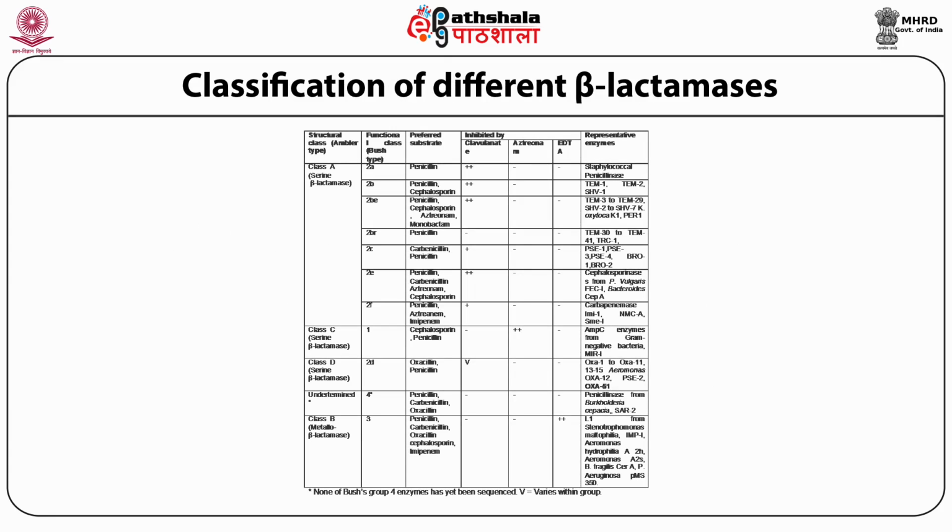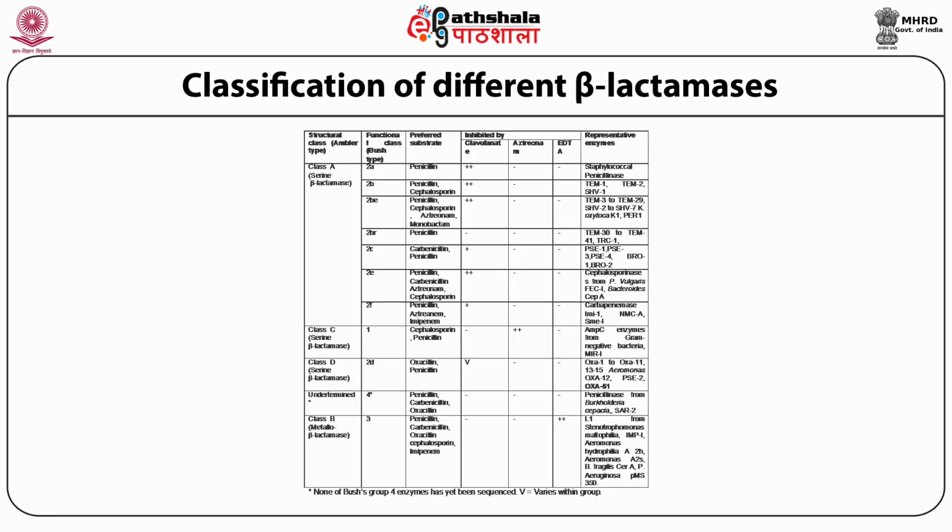In this table, we have summarized all the beta-lactamases with their specific substrate, their inhibitors, and their representative enzyme. So, different classes of beta-lactamase as per the molecular classification given by Ambler are class A beta-lactamases, class C beta-lactamases, class D beta-lactamases, undefined beta-lactamases, and then metallo-beta-lactamases, that is class B beta-lactamases. Bush et al. also classified the enzymes, and their numbers start from 1, 2, 3 and 4, and 2 is further divided into 2A, 2B and other classes.